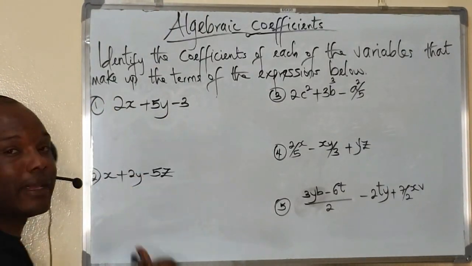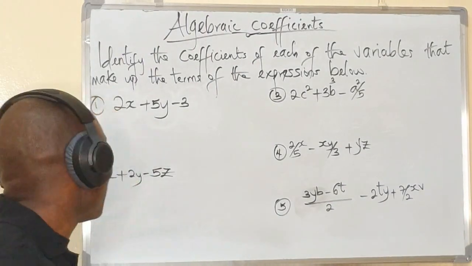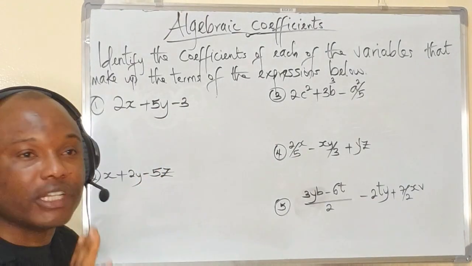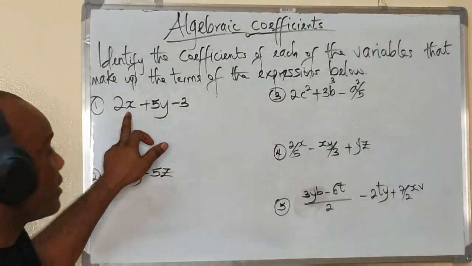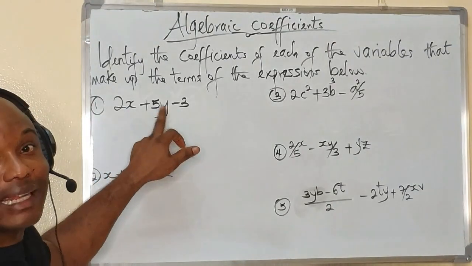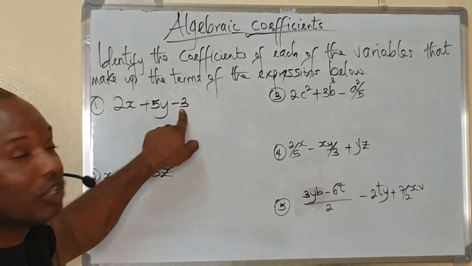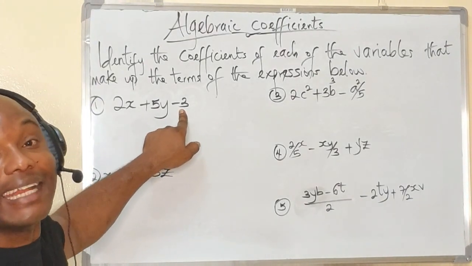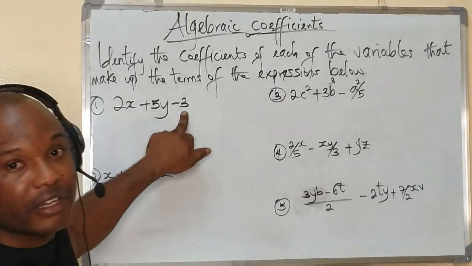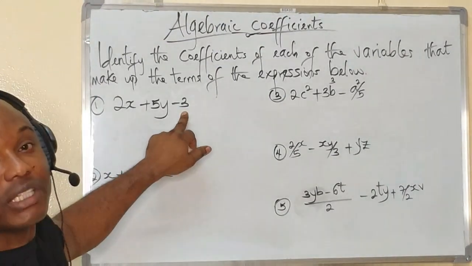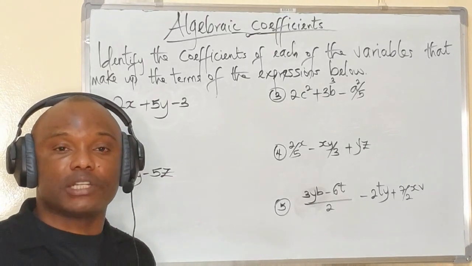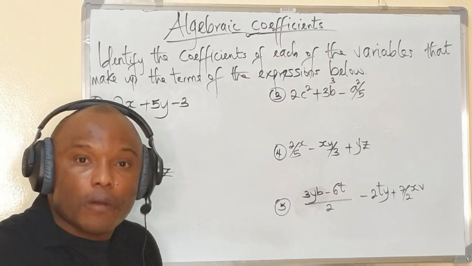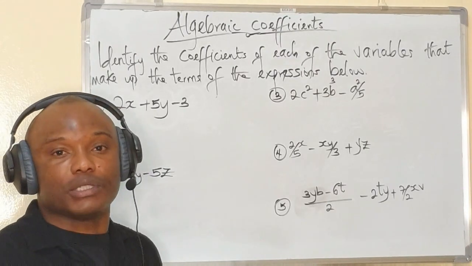We have 2x plus 5y minus 3. We have two major variables here, which are x and y. For the x, there are two of them, 2x. For the y, there are 5 of them, that's 5y. This is a constant, negative 3. Constants do not have coefficients if they are standing on their own. But every variable has a coefficient. And the coefficient of every variable is that number, or number and other variables, next to it.